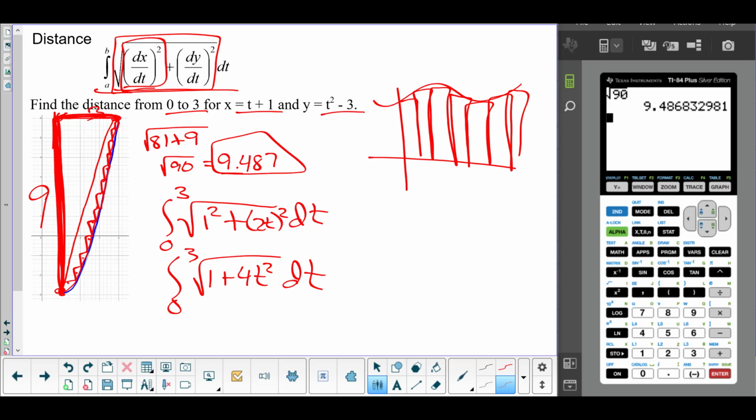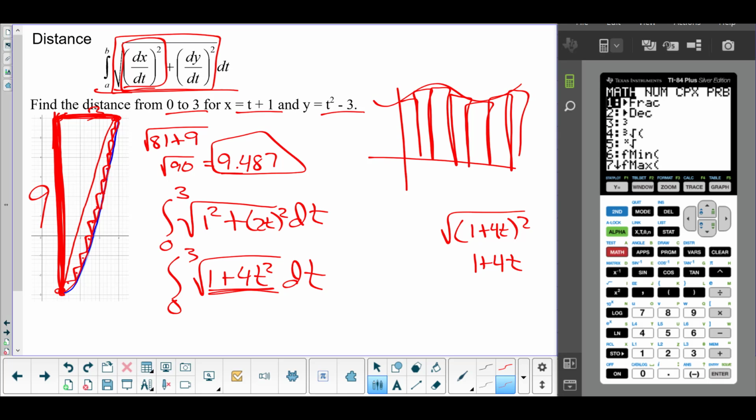We can't do this by hand because we can't make this a perfect square to get rid of the square root. If we could turn it into a perfect square, we'd be good to go. That'd just be 1 plus 2t, and we could integrate that and we'd be fine. So this one is a calculator problem.